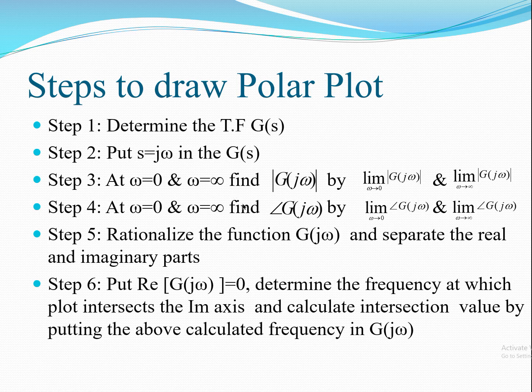Similarly, we need to find the phase angle. It is nothing but the phase angle of G(j omega) by putting omega equal to 0 and omega equal to infinity. So I will put the limit omega tends to 0 of the angle of G(j omega), and the limit omega tends to infinity of the angle of G(j omega).